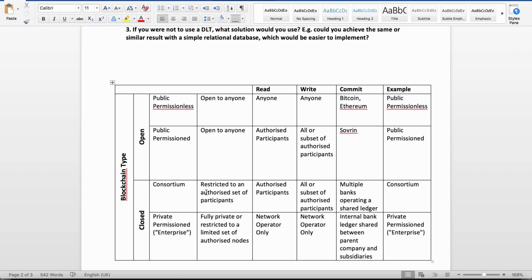Then regarding closed blockchains, you have consortia, which are restricted only to some participants. A good example of this are banks that are using a ledger or some technology like R3 Corda, for example. And then you have the private permissioned blockchains, which offer the highest level of restriction, let's say, and security. This usually applies only to the internal operations of an organization.